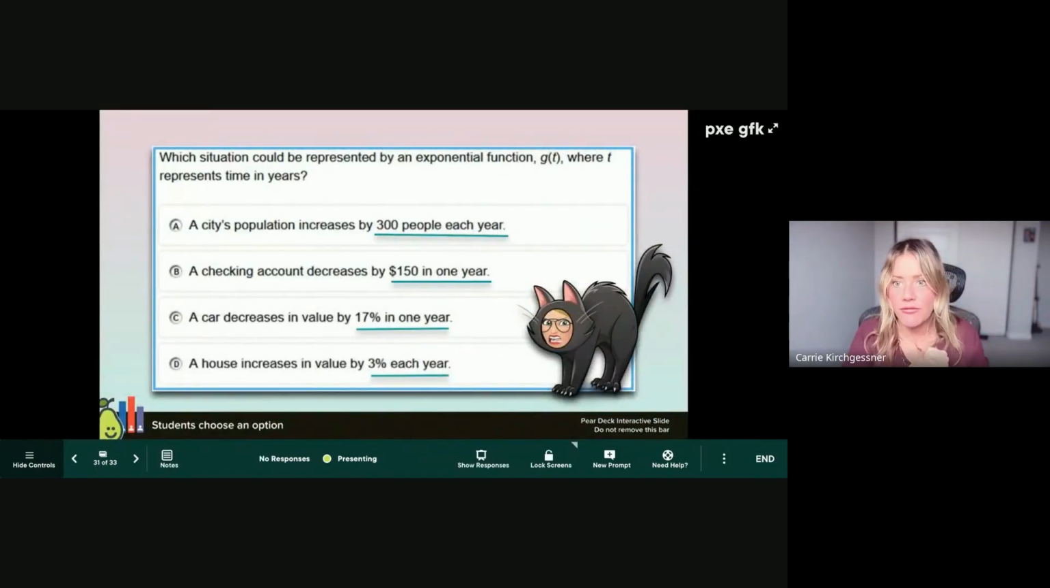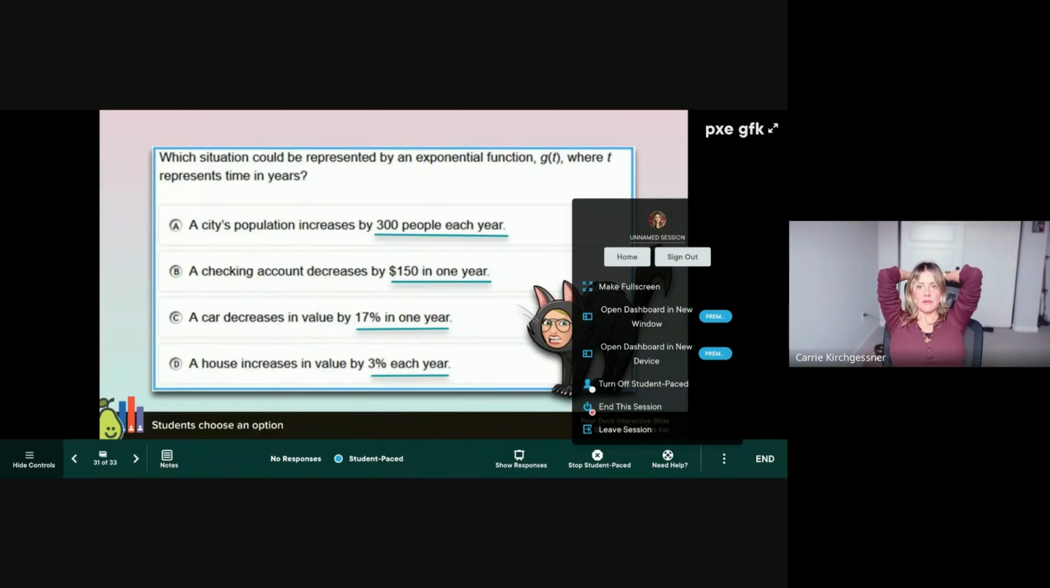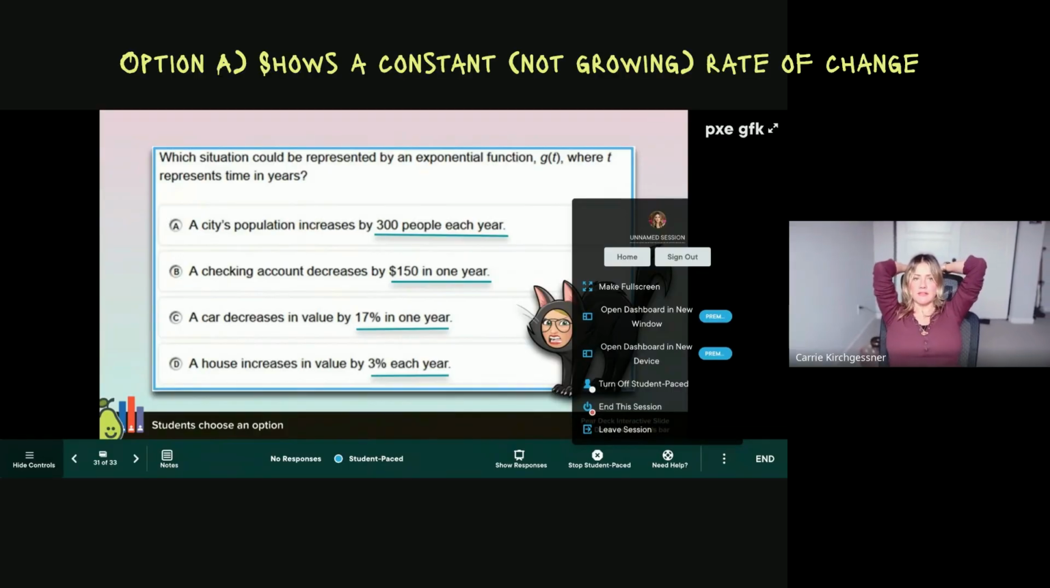We're going to do a poll for this one. Which situation could be represented by an exponential function g of t, where t represents time in years? Remember, you can take a wild guess. A city's population increases by 300 people each year. So year 1, 300. Year 2, 600. Year 3, 900. Year 4, 1,200, and so on and so on.